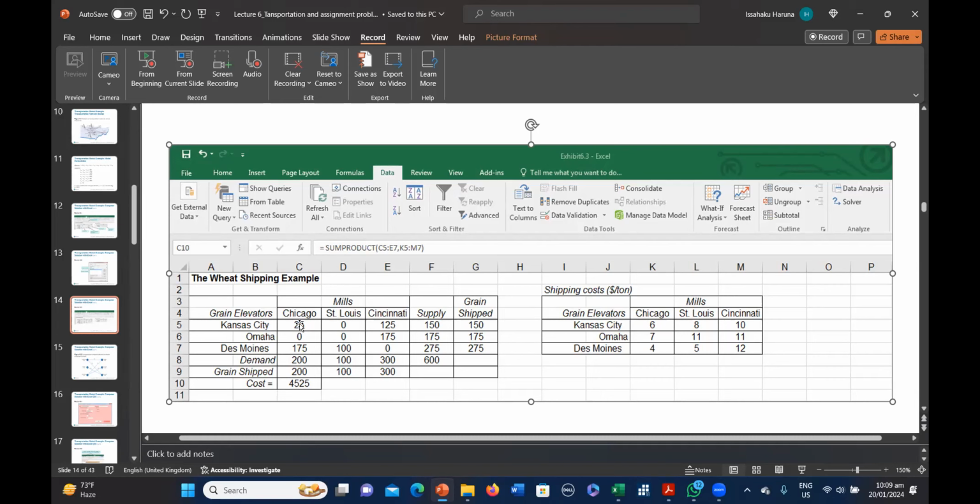In the interpretation, you can say that you can take only 25 from Kansas to Chicago, nothing to St. Louis, and the other one goes to Cincinnati. Is it 100? No, it's 125. Then you count, which will maximize the profit of 420. It's not profit, it's cost. Minimize cost. 4,225. Yes.